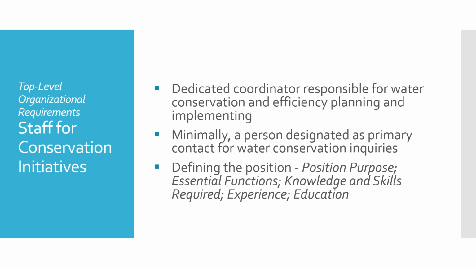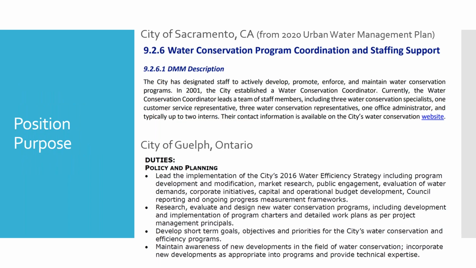With respect to documenting, the utility needs to share a job description, which may or may not include some of the things listed on the slide. And if we go to the next slide, we'll see a few examples of some of the utilities that have been assessed by AWWA. So the City of Sacramento at the top and the City of Guelph, Ontario on the bottom. And if you look at the descriptions there of the positions for their water conservation coordinator, you'll see there are some similarities and there are some differences. But basically, you're going to want to be able to show the scope of the person's work.